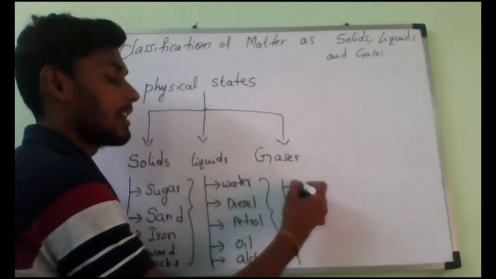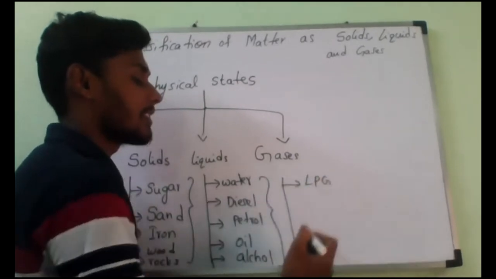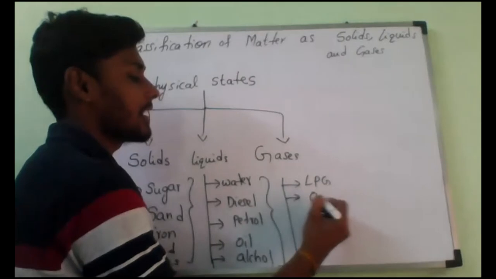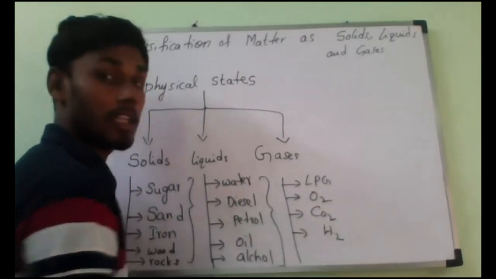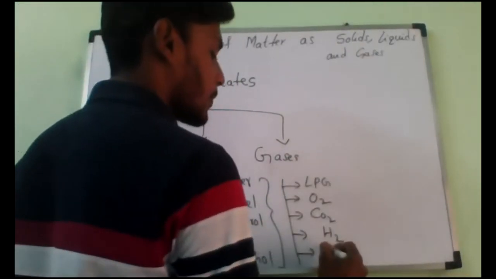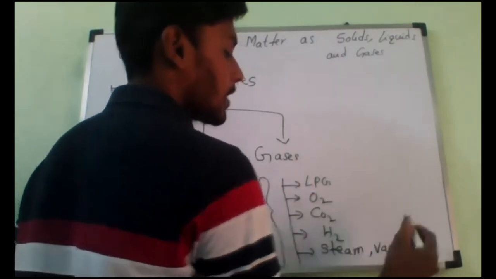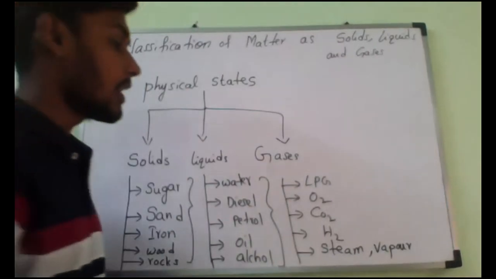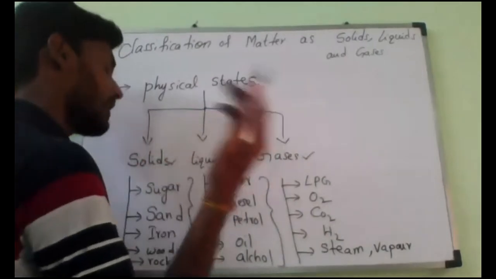Then next, gases. Let us come to the gases. Your mother has which gas in the kitchen? LPG, liquid petroleum gas. We are breathing oxygen gas. We are releasing carbon dioxide gas. We have hydrogen gas. Suppose if I boil the water, steam or vapor will be produced. While cooking, if you remove the plate, we get something like smoke going up. Have you observed that? That is called gas.